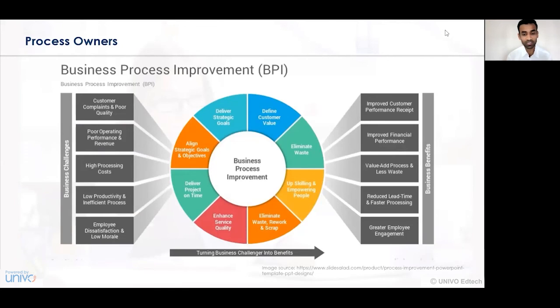High processing cost results in high value-added processes and less waste in the organization. Low productivity and inefficient processes result in reduced lead time and faster processing. And lastly, employee dissatisfaction and low morale result in greater employee engagement. Hence, the business process improvement cycle, or BPI, turns the business challenges on the left-hand side into business benefits on the right-hand side.